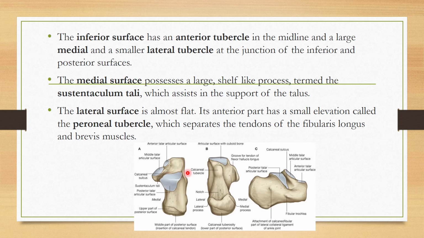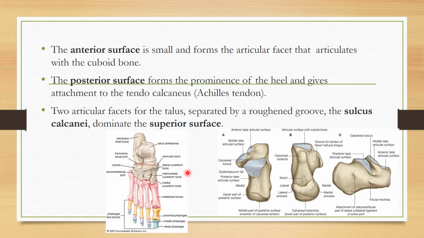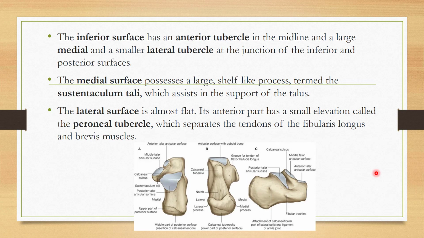I hope you understand 6 surfaces of calcaneum. Again I will repeat these surfaces. Number 1 is anterior surface. This is anterior surface of calcaneum which is giving attachment to cuboid bone. This is posterior surface of calcaneum which will give attachment to Achilles tendon. This is the superior surface of calcaneum which is having 3 articular facets for the talus bone. In between the articular facets there is a calcaneal sulcus. Okay, so these are 3 surfaces.